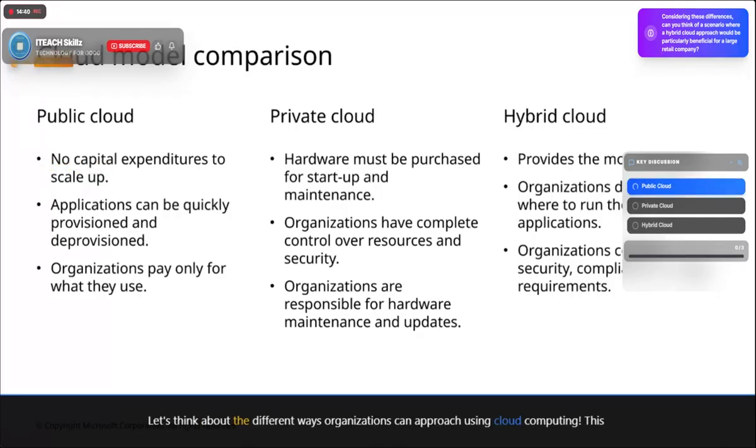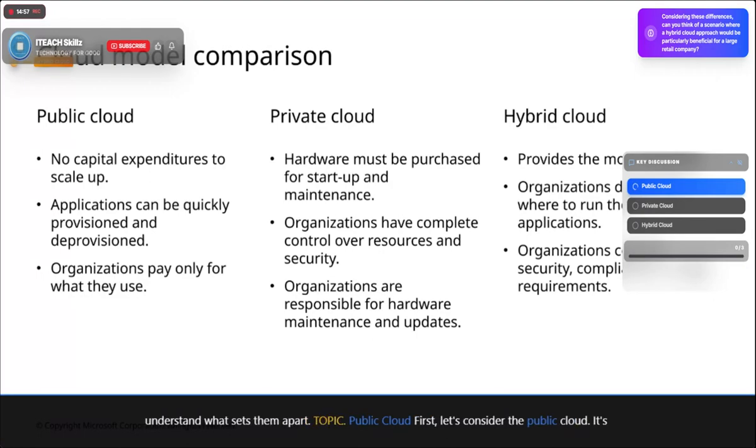Let's think about the different ways organizations can approach using cloud computing. This comparison table lays out three main models: public clouds, private clouds, and hybrid clouds, and highlights some of their key differences. We'll go through each one to understand what sets them apart.